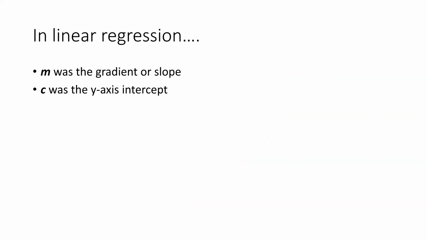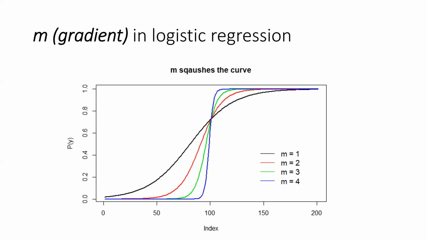So just to remind ourselves, in linear regression, m was the gradient or the slope. You can have a steep slope, you can have a shallow slope. You're basically rotating this line in the middle. We're just adjusting the slope. And c was the y-axis intercept, i.e. you can shift this straight line left or right, and it will intercept the y-axis in a certain place depending on what the value of c is. So how do these variables translate in logistic regression?